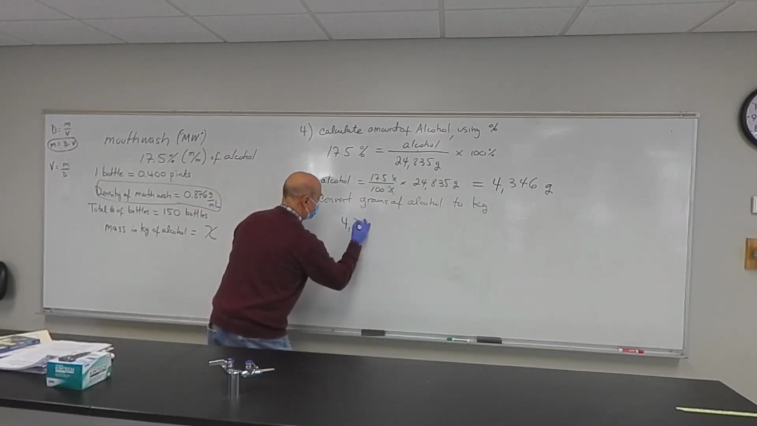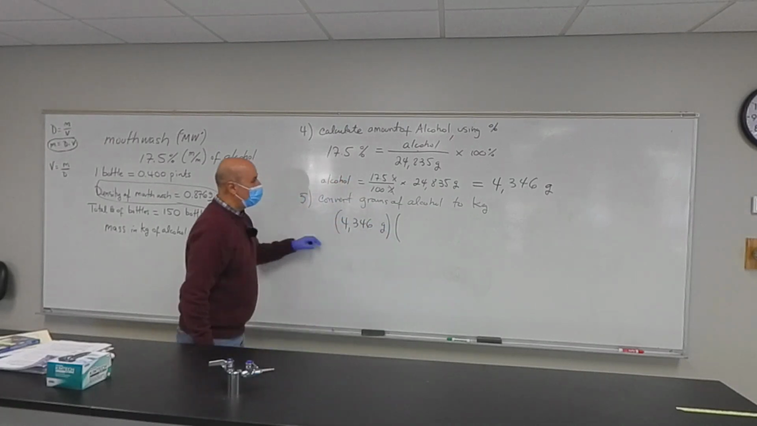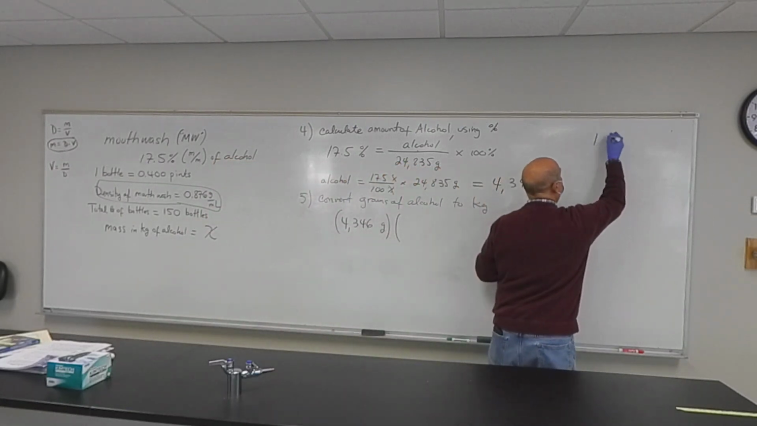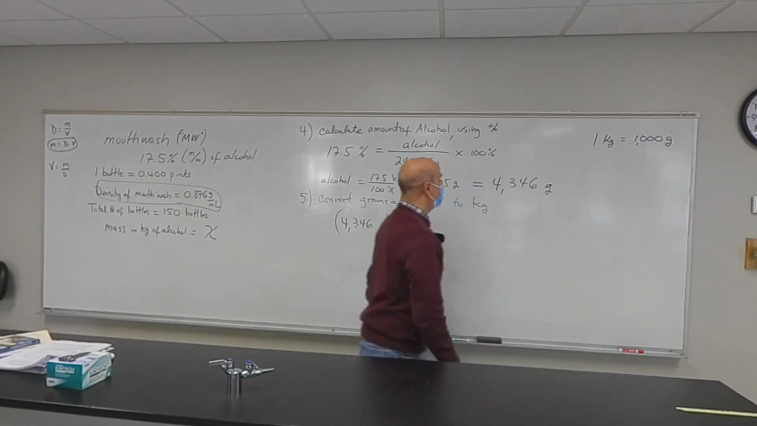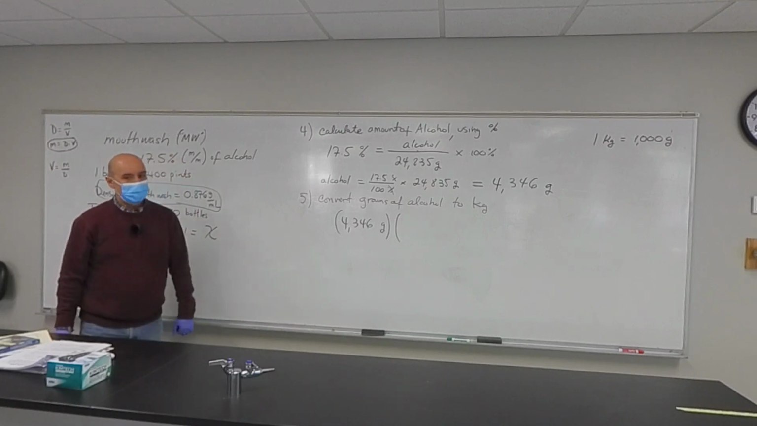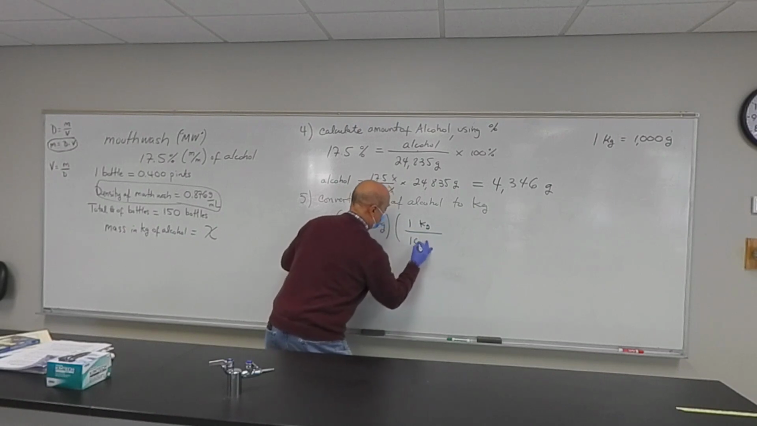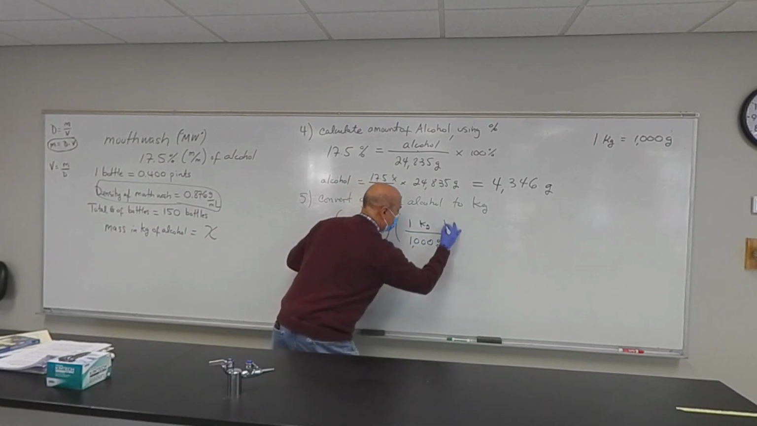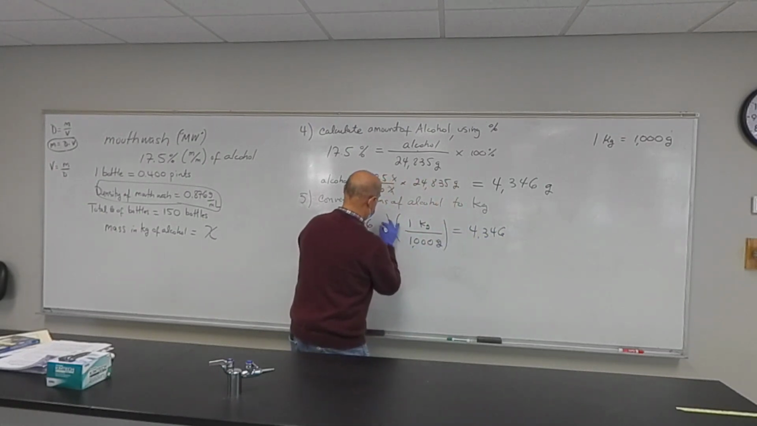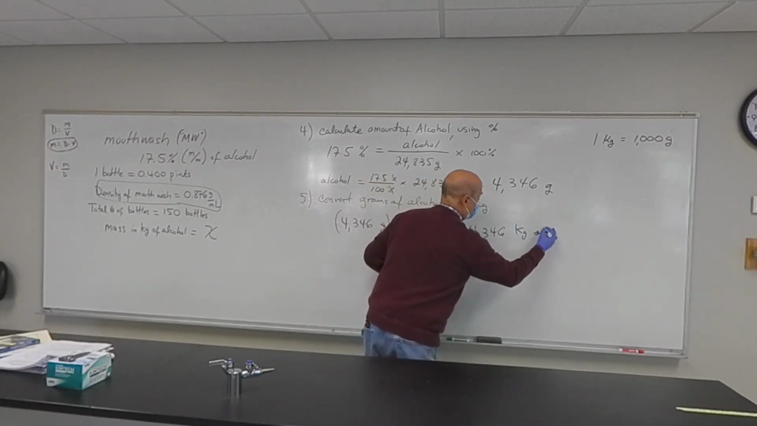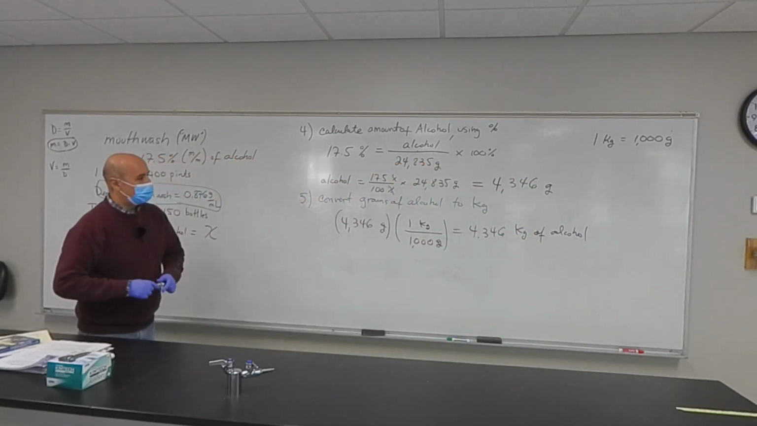We have 4,346 grams times a conversion factor that relates grams to kilograms. 1 kilogram equals 1,000 grams. So what do we do? By now you should know what. You put kilograms on the top. 1 kilogram divided by 1,000 grams. So 4.346 units. Grams cancel. Kilograms of what? Of alcohol in the 150 bottles of mouthwash.